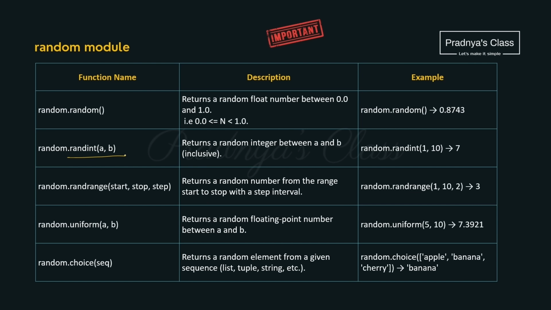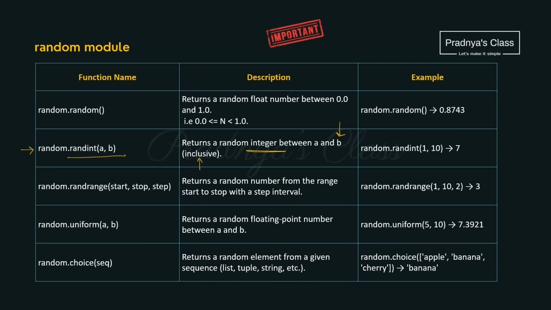For that we have the randint function. It will obviously generate an integer number in the given range. Make a note of it, it is inclusive. Inclusive means the outer limit is also included in the range. Make sure you are clear with this function because we will be using it in an output based question.